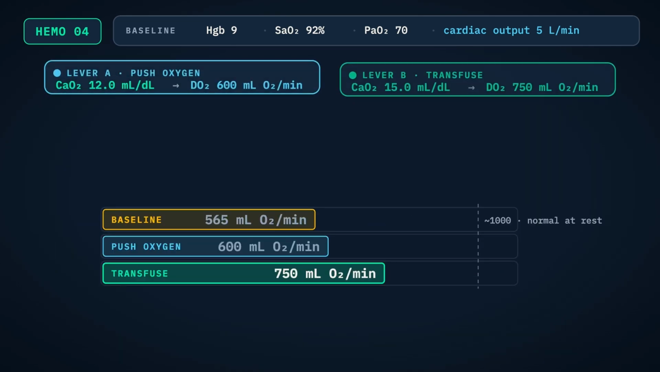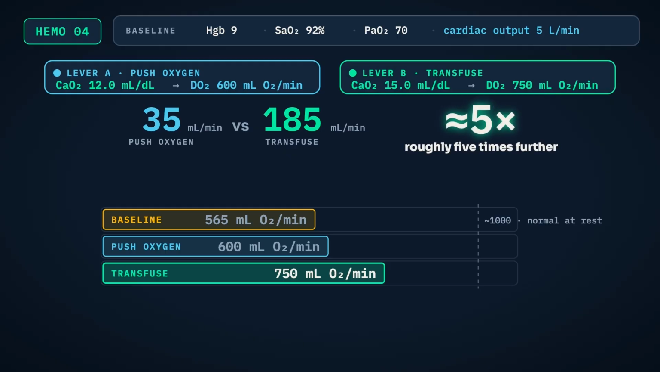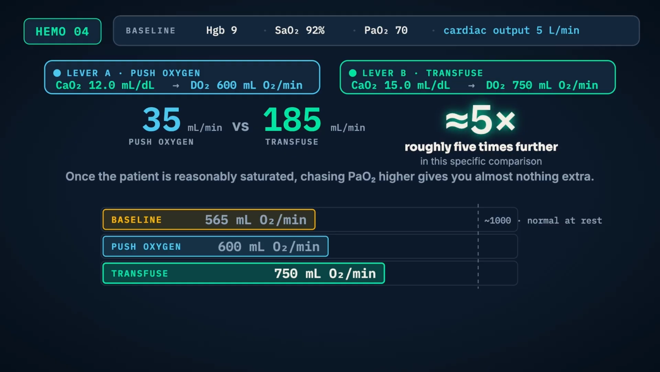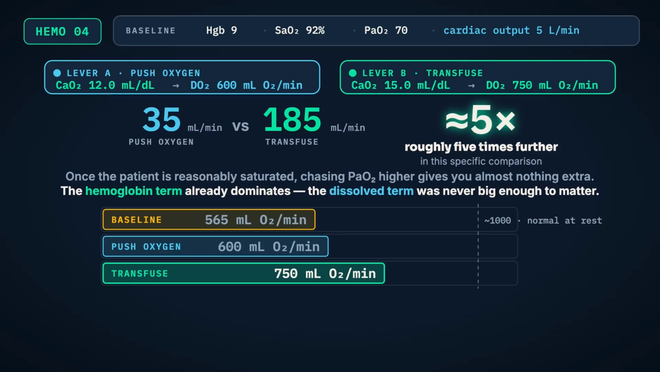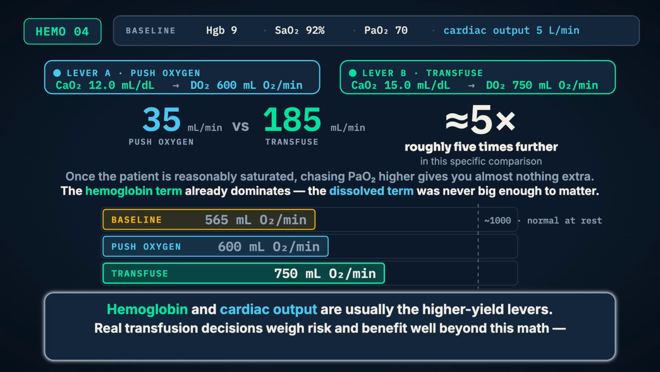Same sized effort on paper. One lever moves DO₂ by 35, the other moves it by 185, roughly 5 times further. In this specific comparison, once the patient is reasonably saturated, chasing PaO₂ higher gives you almost nothing extra. The hemoglobin term already dominates the equation, and the dissolved term was never big enough to matter. Hemoglobin and cardiac output are usually the higher yield levers. Real transfusion decisions weigh risk and benefit well beyond this math, but the math tells you why the conversation happens at all.